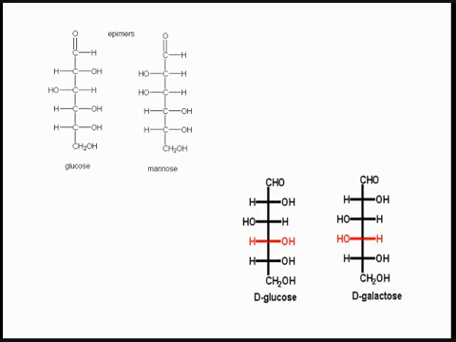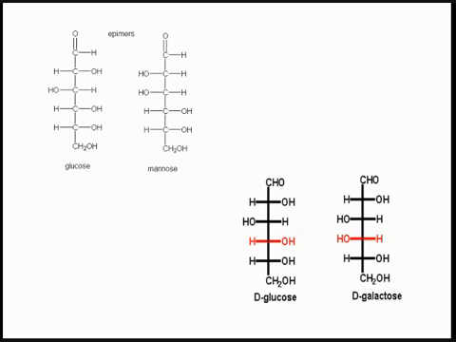According to our definition, two monosaccharides differ from each other around a single specific carbon atom. What is the single specific carbon atom over here? C2. Carbon 2 is the single specific carbon atom which differs between glucose and mannose. That's why these two compounds are known as epimers to each other.